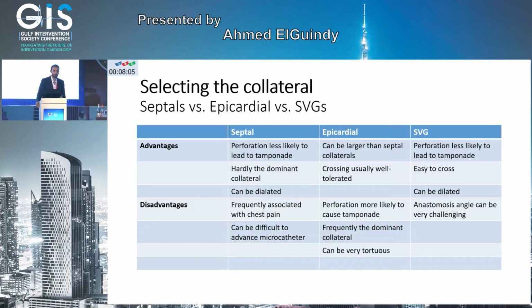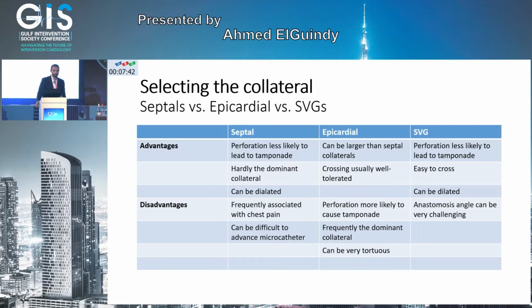Epicardials, they are occasionally the dominant collateral. They're occasionally very tortuous, and if you end up with a concertina pattern, you can run into hemodynamic problems, and the perforation is definitely going to be much riskier, and they do require more expertise. SVGs, they're beautiful. Even if they're totally occluded, we can use them. They're safe, they're big.